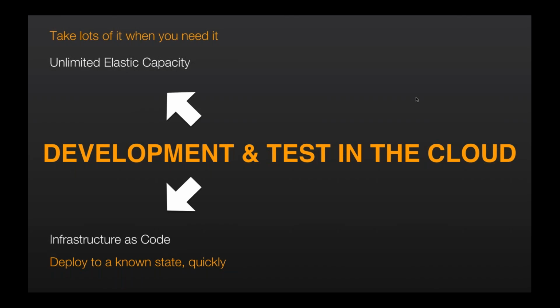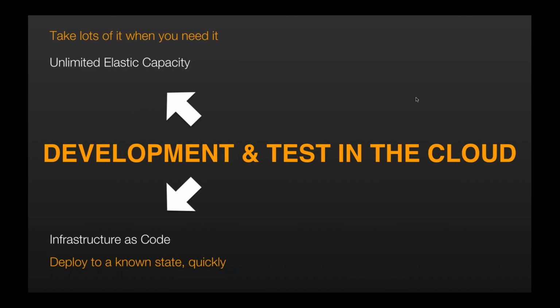AWS offers you unlimited elastic capacity. So when you need to do, for example, a load test that involves hundreds or thousands of parallel instances that you can use to generate load with, you can take that capacity, but you don't need to provision for the peak capacity that you need. So you can spin up 1,000 instances, do a load test, and then turn them off, and only pay for what you use.